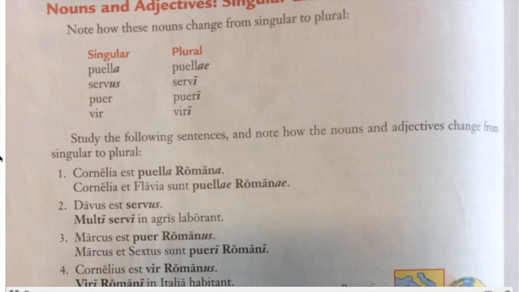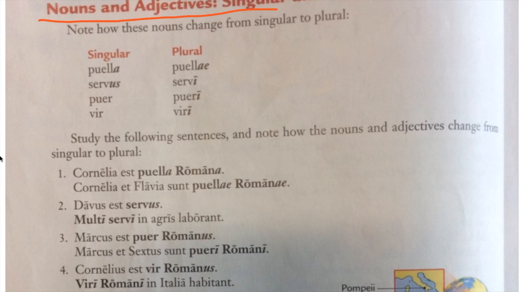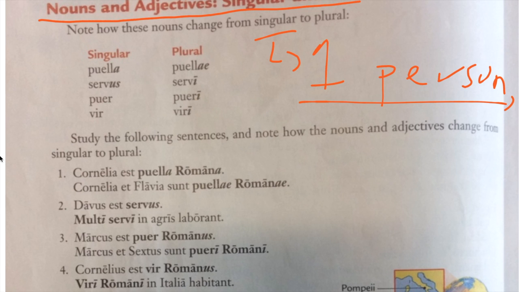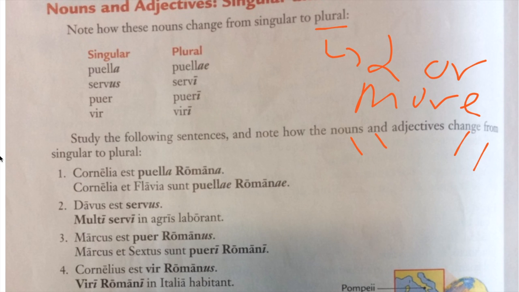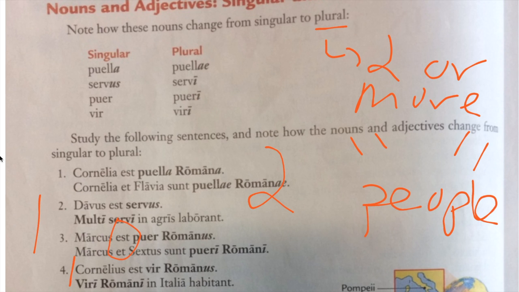In chapter 3, we learn in Latin the difference between singular and plural nouns and adjectives. The word singular just refers to one person, place, or thing, and only one. So whatever it is, if it is singular, there's only one of it. Plural, on the other hand, can refer to two or more persons, places, things. So it could be two people, or it could be a billion people.